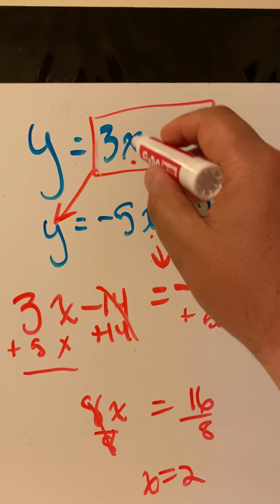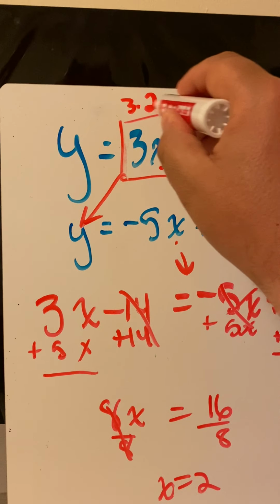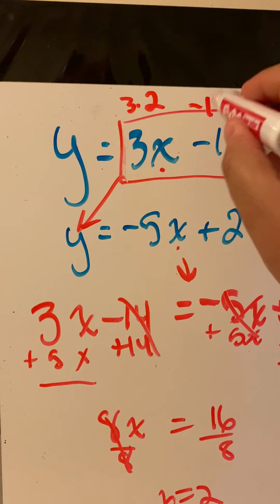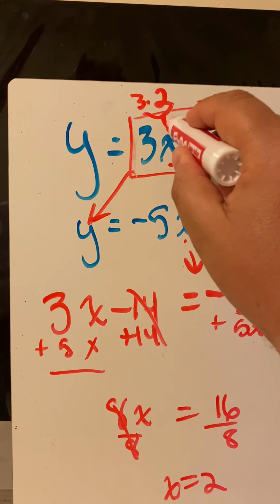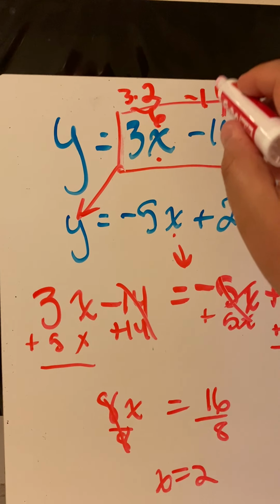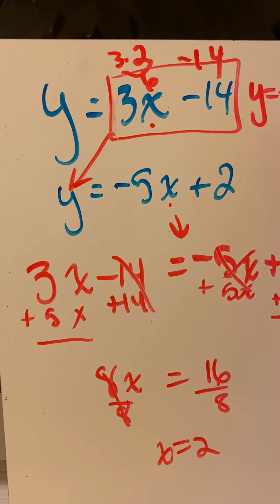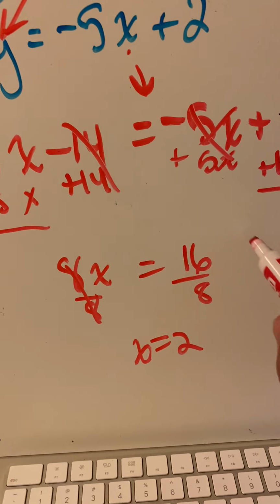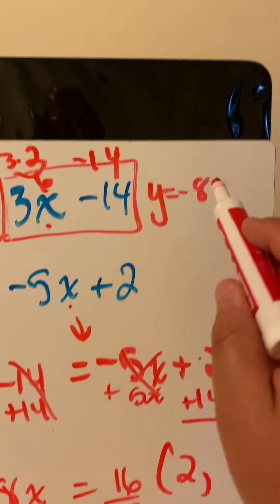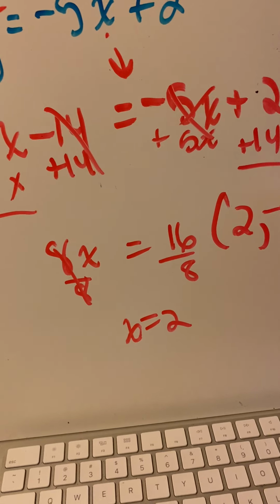Put the 2 in for the x. It becomes 3 times 2 minus 14. 3 times 2 is 6. 6 minus 14 is negative 8. So y equals negative 8. So our ordered pair should be x value 2, y value negative 8.